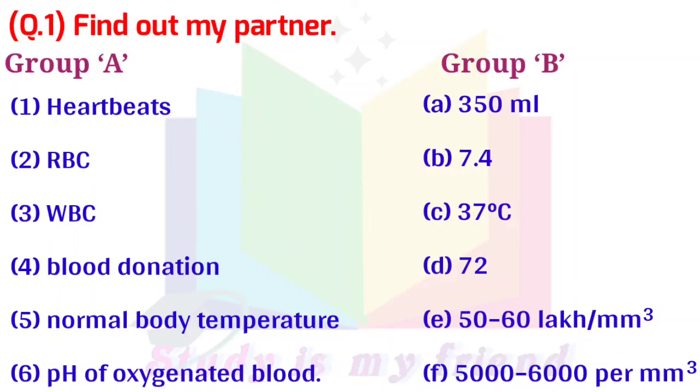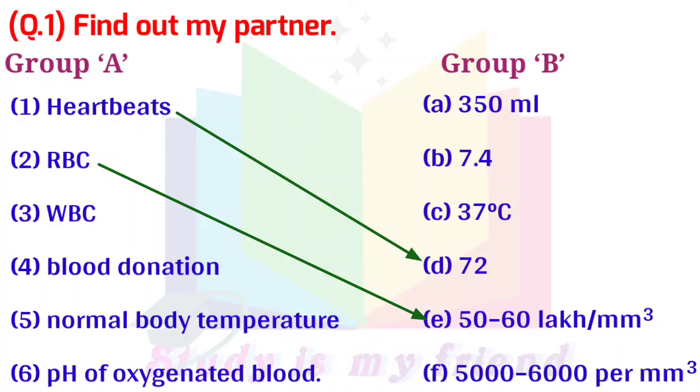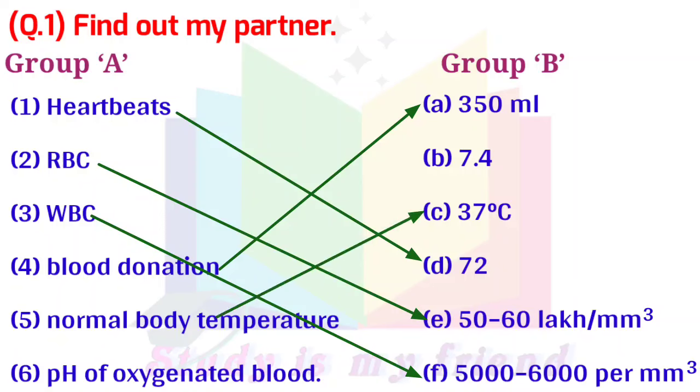1. Heartbeats, D 72. 2. RBC, E 50 to 60 lakh per mm cube. 3. WBC, F 5000 to 6000 per mm cube. 4. Blood donation, A 350 ml. 5. Normal body temperature, C 37 degrees Celsius. 6. pH of oxygenated blood, B 7.4.